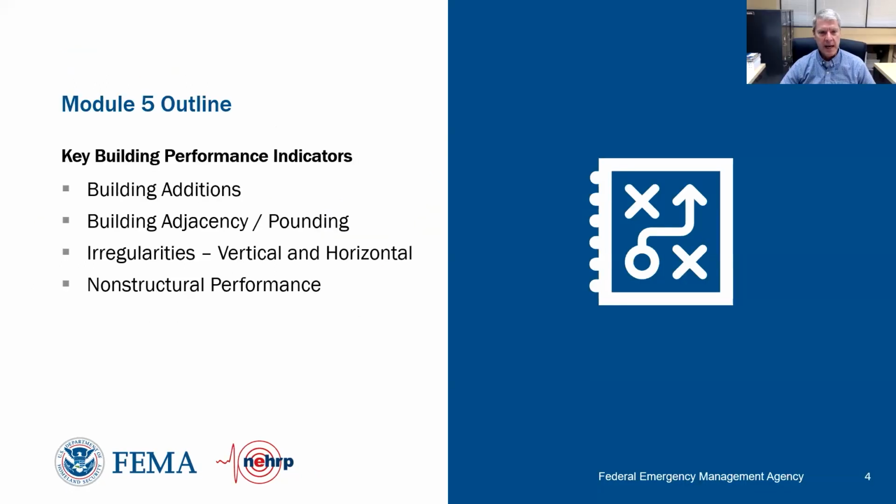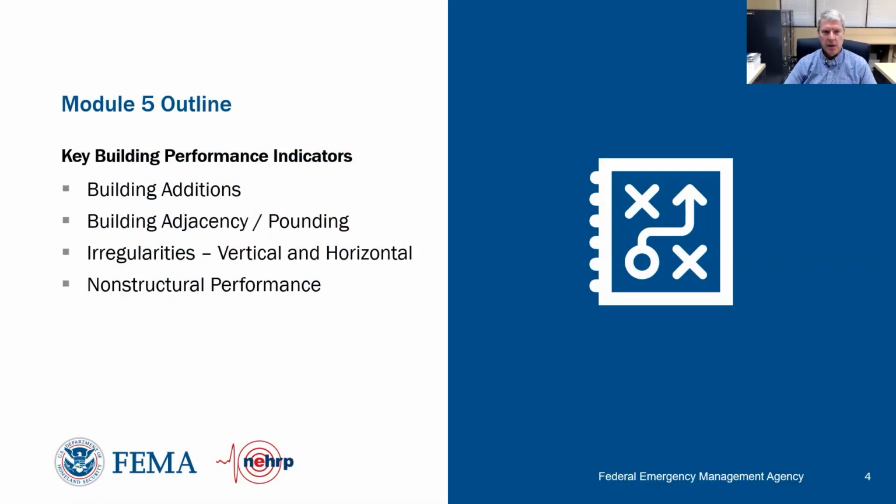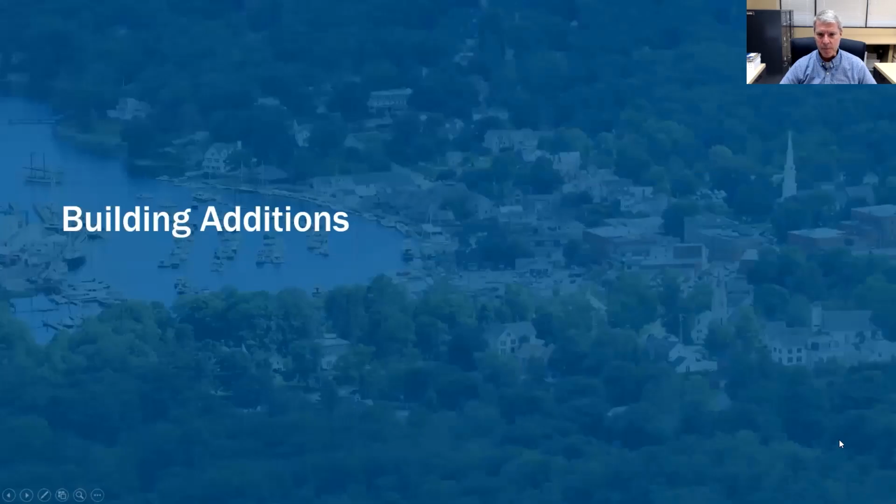And so Module 5, the content of this module, we're going to be looking at key building performance indicators, including building additions, adjacency or pounding, and we're going to start to go into our modifiers, which is associated with our irregularities, both vertical and horizontal irregularities for buildings, and then we're going to talk briefly about non-structural performance.